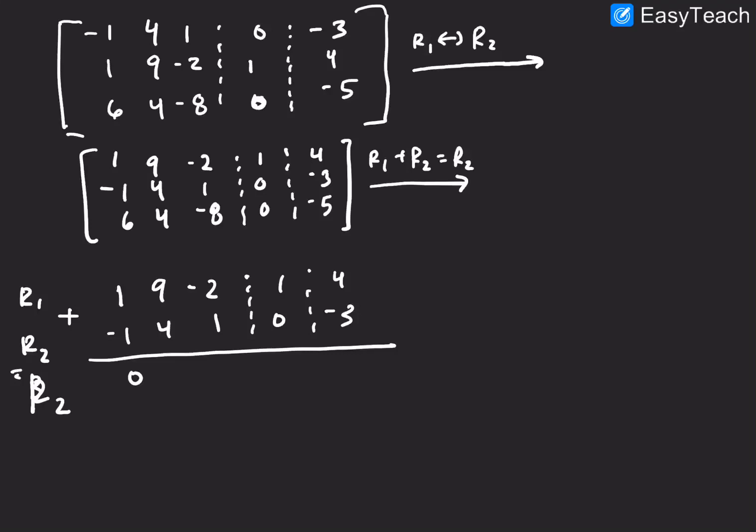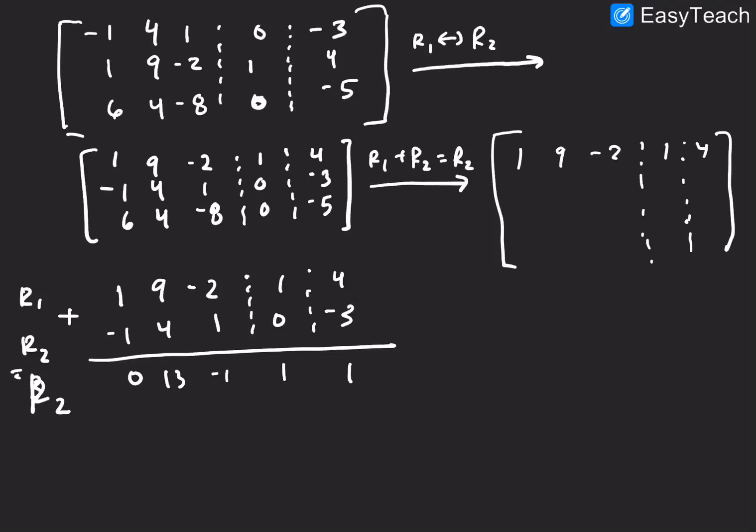So that's 0. 9 plus 4, 13. -2 plus 1. That's -1. 1 plus 0 is 1. And that's a 1. So that's going to be my new row 2. So I can go ahead and put that here. I have 1, 9, -2, 1, 4. And that's 0, 13, -1, 1, 1, and then row 3 back there. 0, -5. Okay.